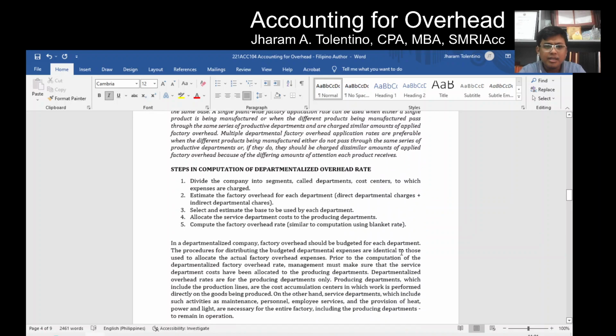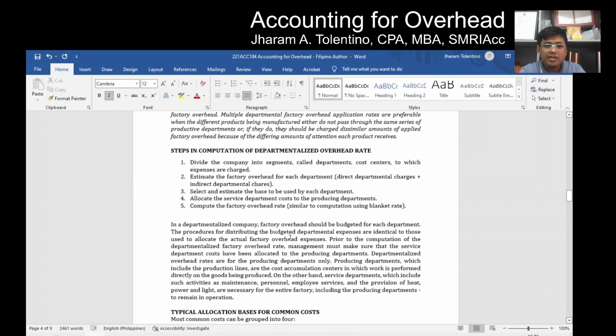Next. What are the steps naman for another topic na to? Departmentalized overhead. Okay. Ayan. So, gagawin daw po, divide the company into segments called departments, cost centers to which expenses are to be charged. Estimate the factory overhead for each department, such as direct departmental charges plus indirect departmental charges. Okay. And select and estimate the base to be used by each department.